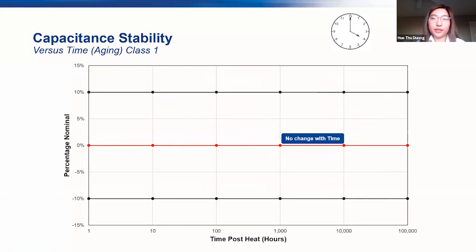And from this graph, we can see that class 1 dielectrics are not affected by aging and do not experience degradation over time. So not only are class 1 dielectrics stable over voltage and temperature, but also over the entire lifetime of the capacitor due to the aging phenomenon.